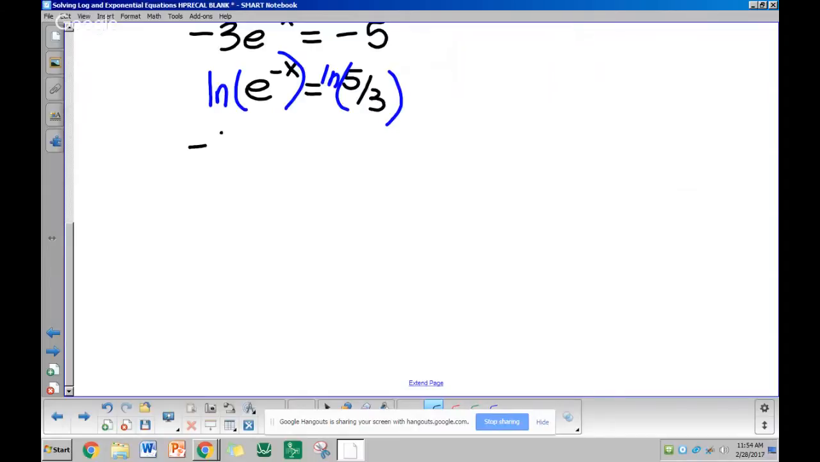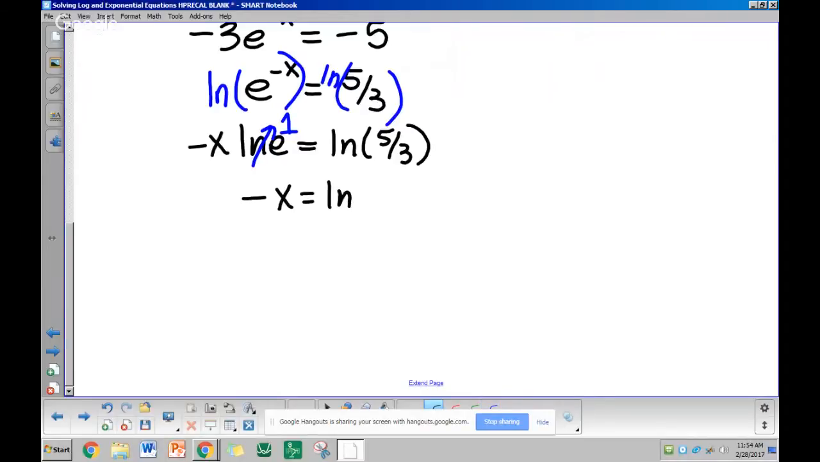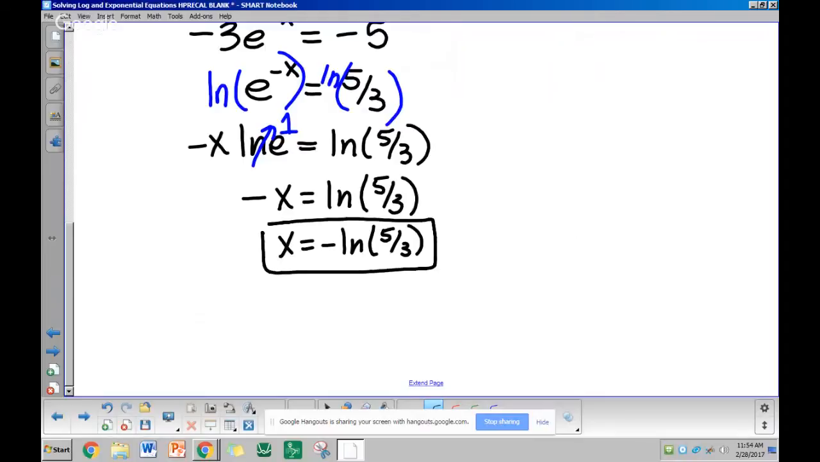I'm going to bring the negative x down here, and I'll do this one step here first, just to show everybody what we're doing. The natural log of e naturally is 1. So then this is negative x equals the natural log of 5 over 3, and that's x equals negative natural log of 5 over 3. Now this is the exact answer here.